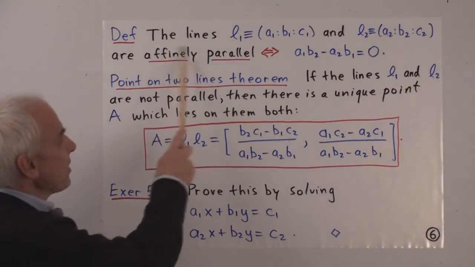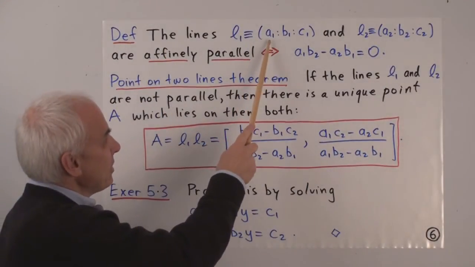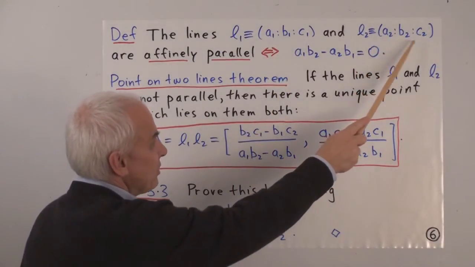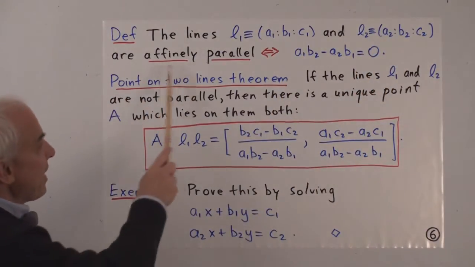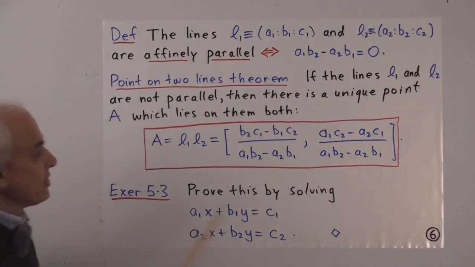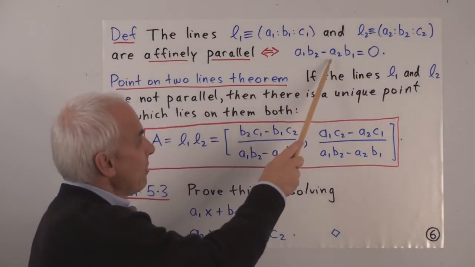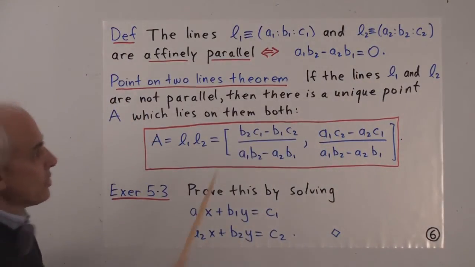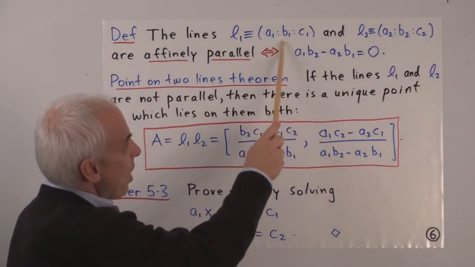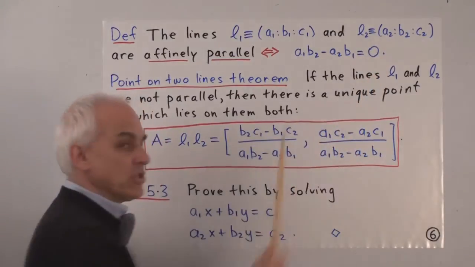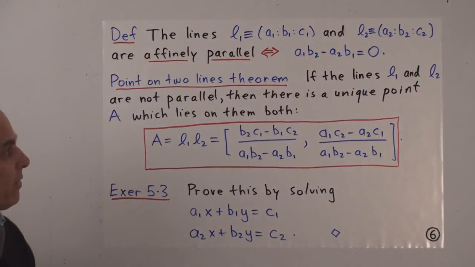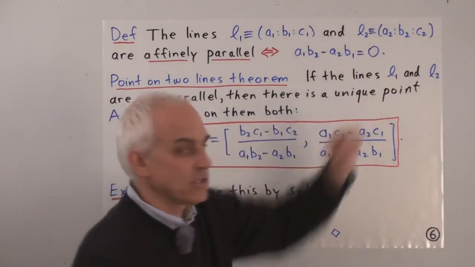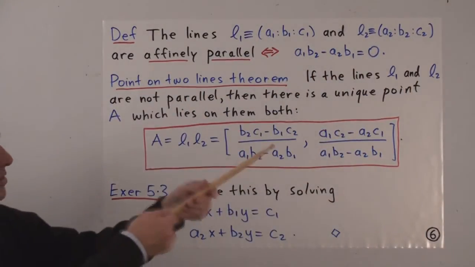Here's the definition. The lines L1 equals [A1, B1, C1] and L2 equals [A2, B2, C2] are affinely parallel precisely when A1 B2 minus A2 B1 equals 0. So it's really only the coefficients of x and y that matter in the equations for both lines. And what we're really saying is that if these two coefficients are proportional to these two coefficients, then the lines are parallel.